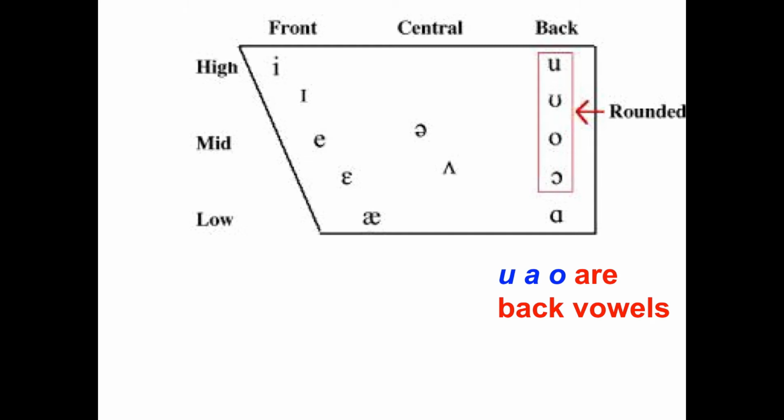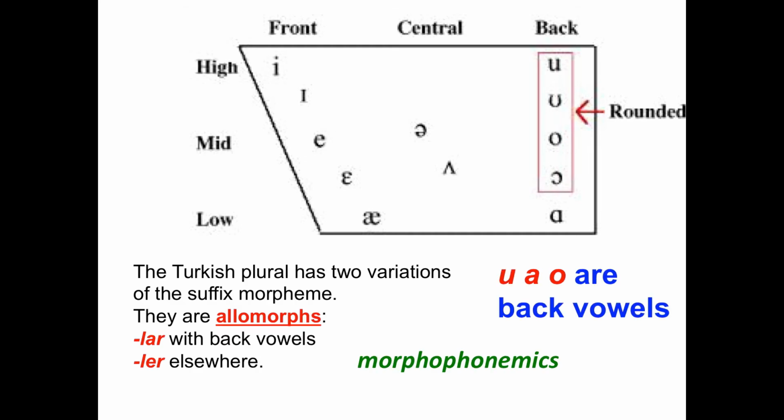Here is a vowel chart, and you remember this is a chart that makes it look as if we were looking at somebody's mouth from the side, and wherever they write the symbol for the vowel, that's where the tongue would be in the mouth. Okay, so u, a, o, they are all back vowels. So there's the pattern in Turkish.